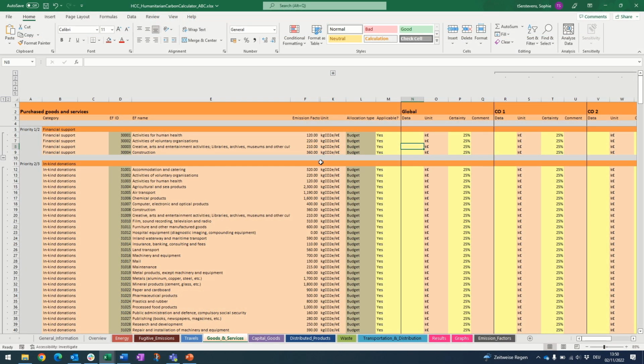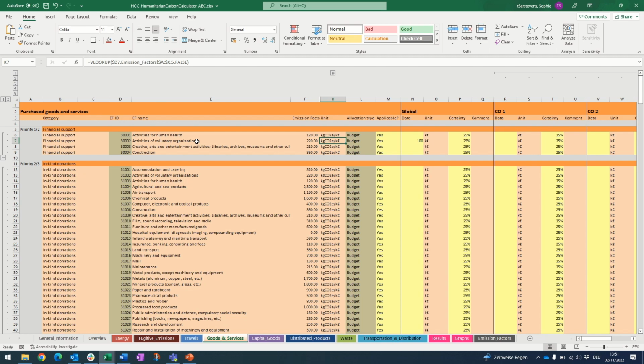Okay, so how does this look in the Humanitarian Carbon Calculator tool? Well, you have this financial support category here in the Goods and Services tab. And this is where Humanitarian Organization 1, in our example, will enter the value of its donations. So imagine Humanitarian Organization 1 donates 100,000 euros to Humanitarian Organization 2. Then Humanitarian Organization 1 would enter 100,000 euros against this emissions factor here, which is an emissions factor for humanitarian work.